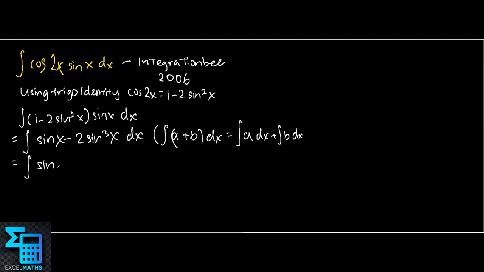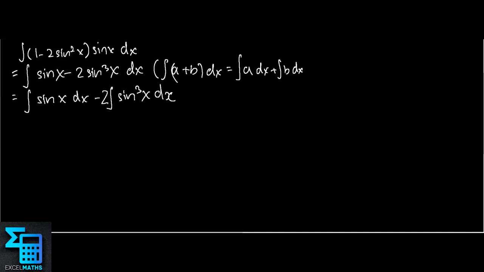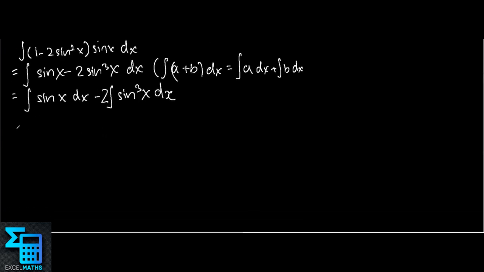So it's integration of sine x dx minus, we put the constant 2 out of the integral sign, so there will be 2 integral sine cube x dx. Okay, then we are going to evaluate the integral. The first integral is not difficult to evaluate. So the first integral is just basically equal to negative cosine x plus c. While the second integral itself, we need to do something.